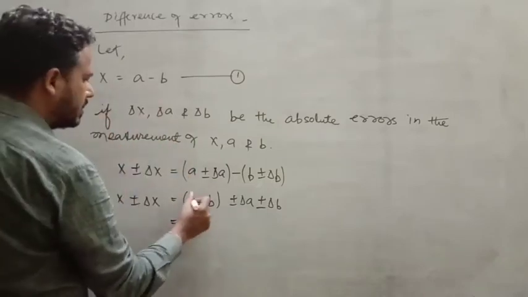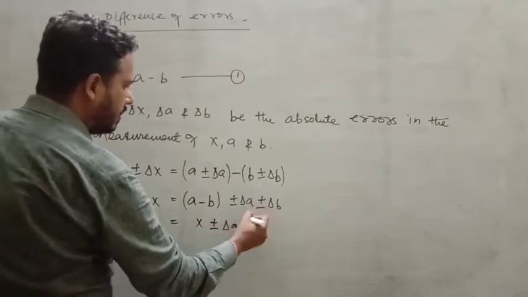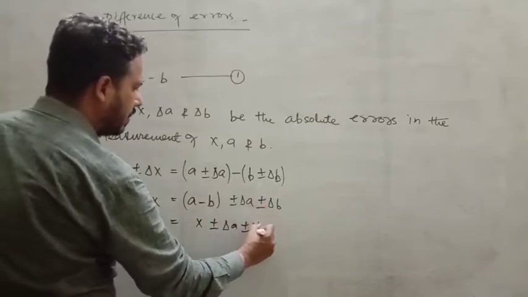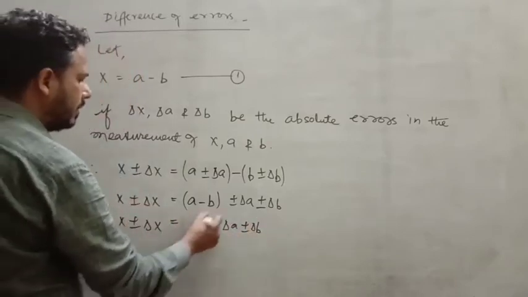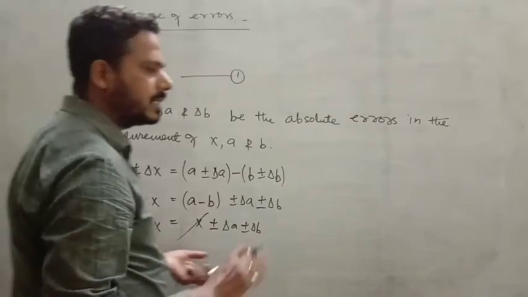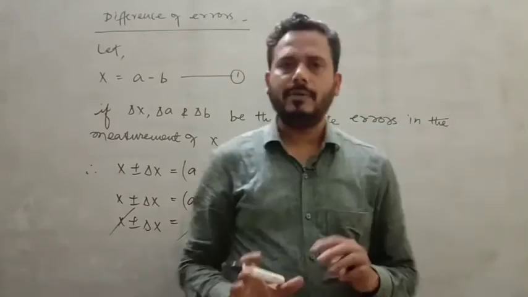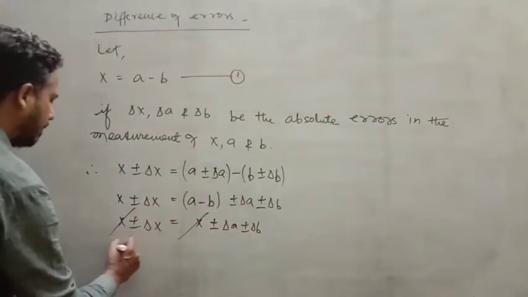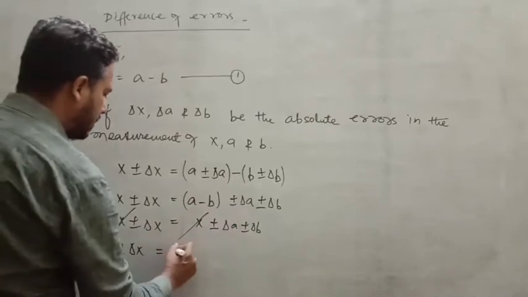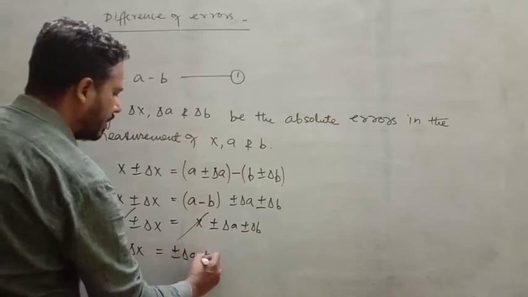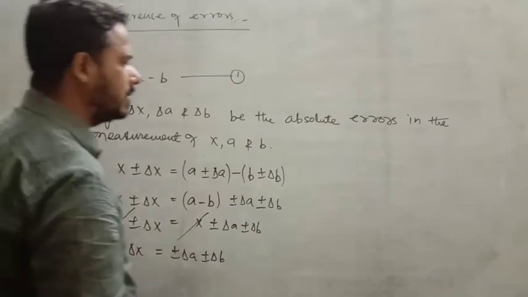So you just replace this one, X plus minus delta X, with A plus minus delta A and B plus minus delta B. Now from here, X plus minus delta X. So what you are seeing is that your X and X will be cancelled on both sides. So you have plus minus delta X, and this is equal to plus minus delta A plus minus delta B. Even if you write it as minus plus, there is no effect on the result.